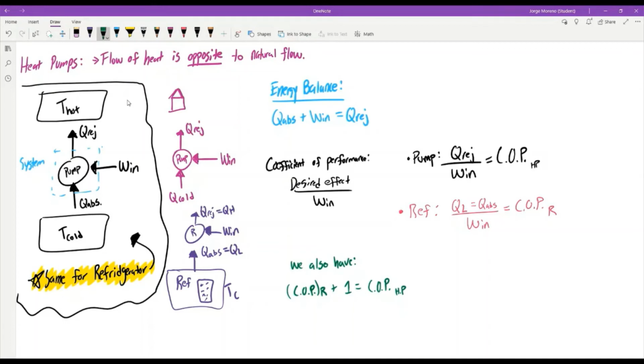All right. So other than that, though, these are essentially the equations you want to take note of.